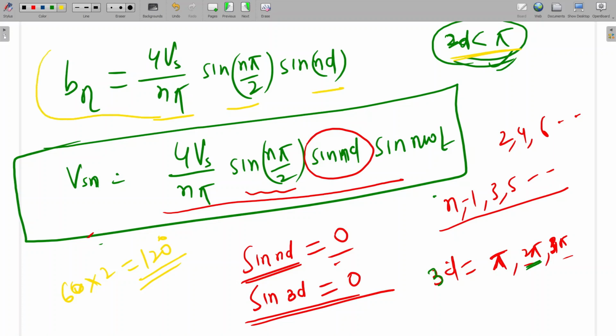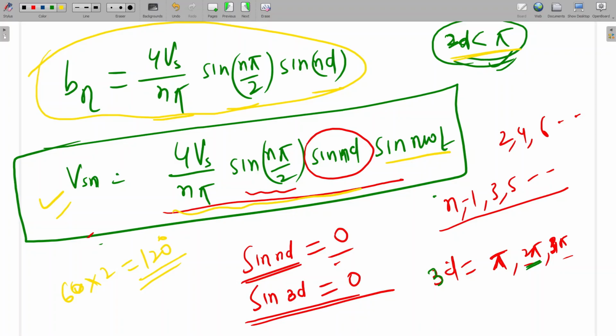This is the Bn value. Now the Fourier series will be An cos(n omega t) plus Bn sin(n omega t). But Bn is this one. This is the sine value. Is it clear? So this will be the Fourier series of that single PWM.